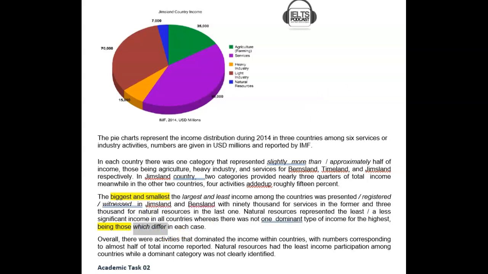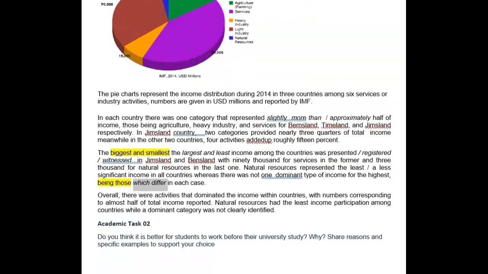This is very, very good, George, and I really like this a lot. Very strong answer, very nicely, very clear, obviously, so your coherence is excellent, but also your language structures are very good as well. Overall, there were okay, maybe individual activities rather than there were that dominated the income within countries. Numbers corresponding to almost half total income reported. That was the least income, while dominant category was not clearly identified.